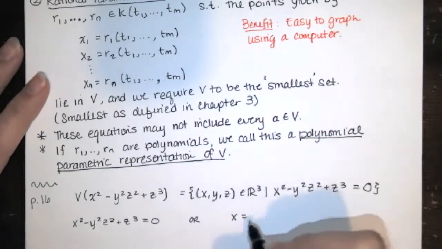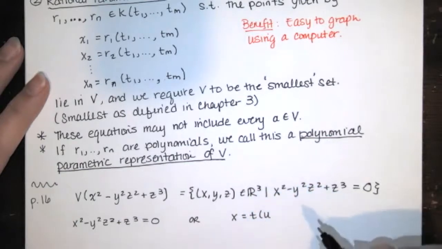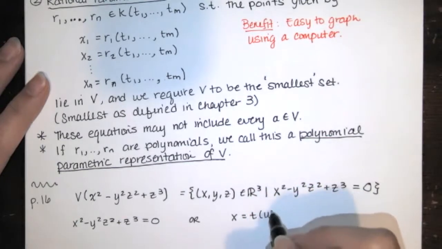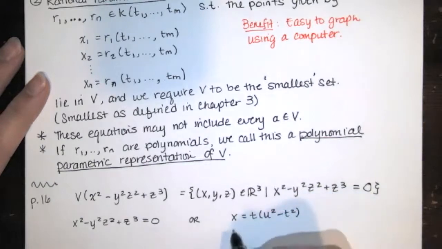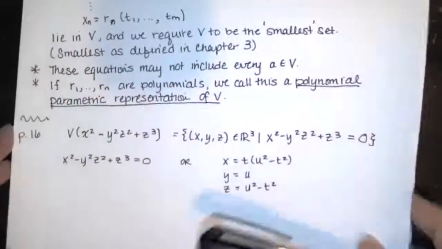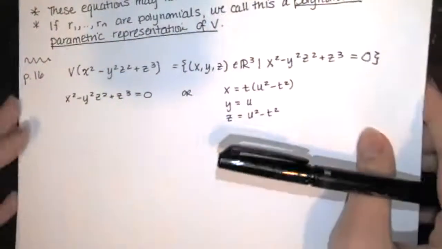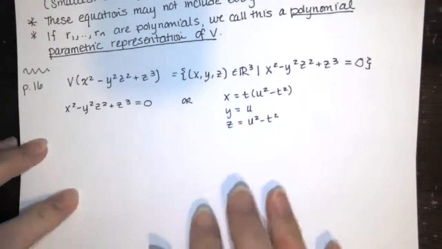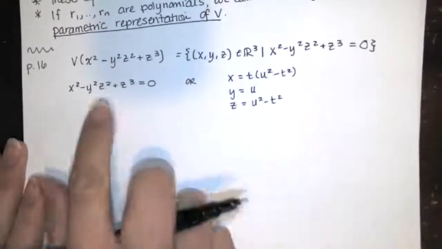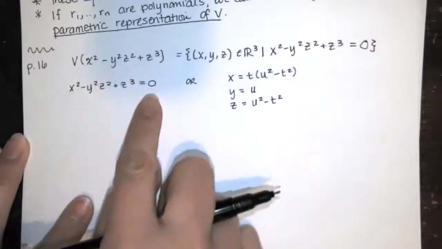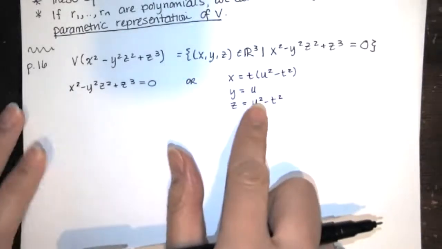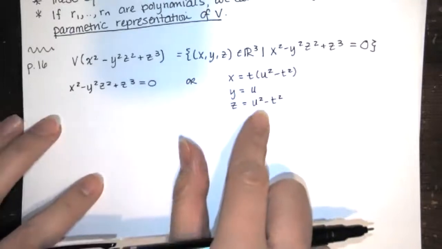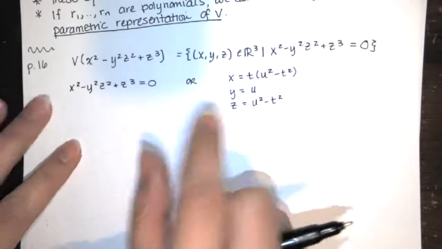Now, I'm not going to show you here where these come from, but we have t times u squared minus t squared as our x value. Y is just equal to u, and z is equal to u squared minus t squared. And if we graph these together, we get the same surface as we have over here. So if I want to graph this, rather than trying to graph this, I might prefer to graph this. Let's try to graph this using CalcPlot3D as well and see if we get the same thing.